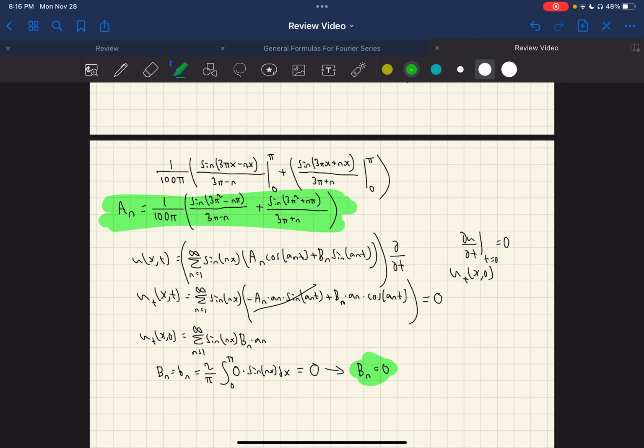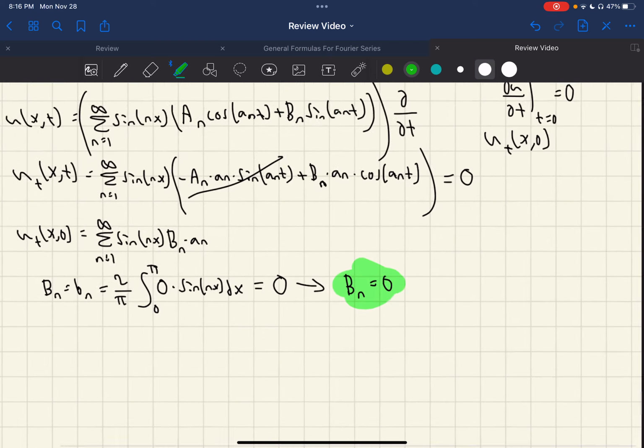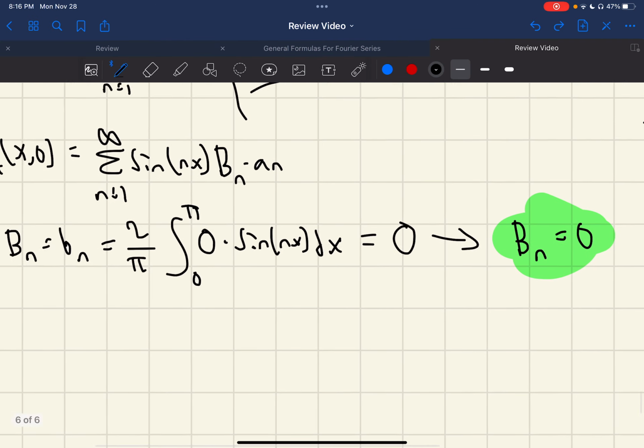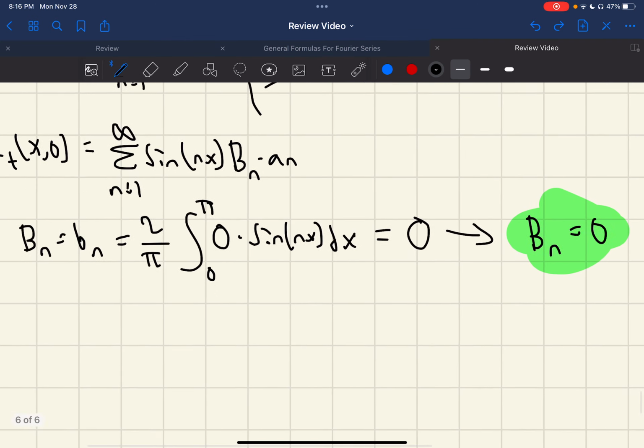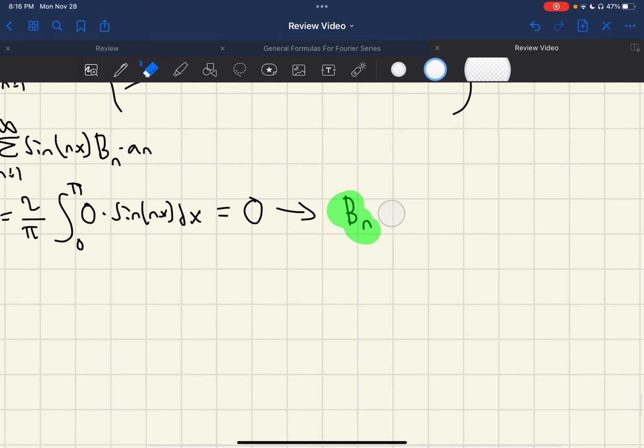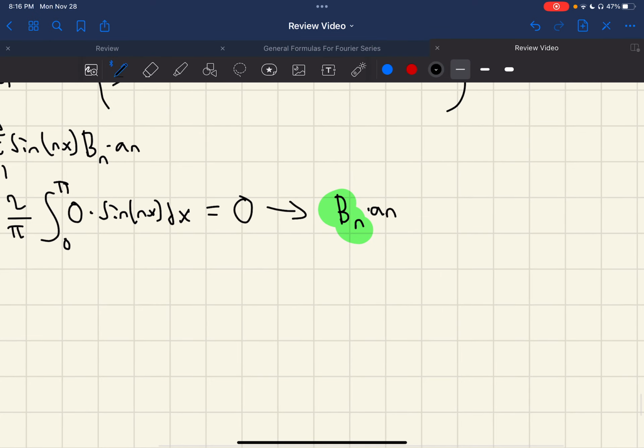Oh, and one more thing I forgot to mention. Because we have this a n here, when we're considering B n, it's not only, at least this is what my TA says, the capital B n times a n is 0. That doesn't really change anything, it's just like a definition. I doubt they'd really take points off for that.